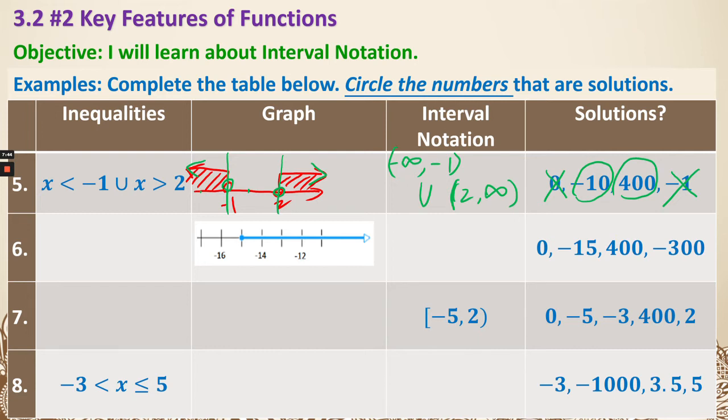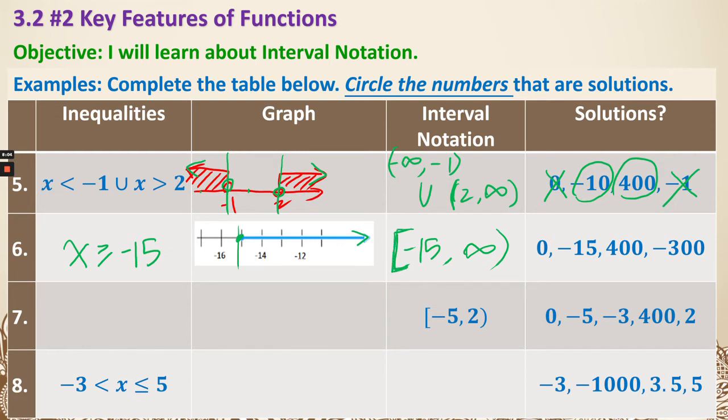Now number 6, from the graph you can see it is right here at -15 to the right. X is greater or equal to -15. Then I can write my interval notation starting from -15, going all the way to the right to infinity. Because it's a solid dot at -15, it's going to be square bracket.